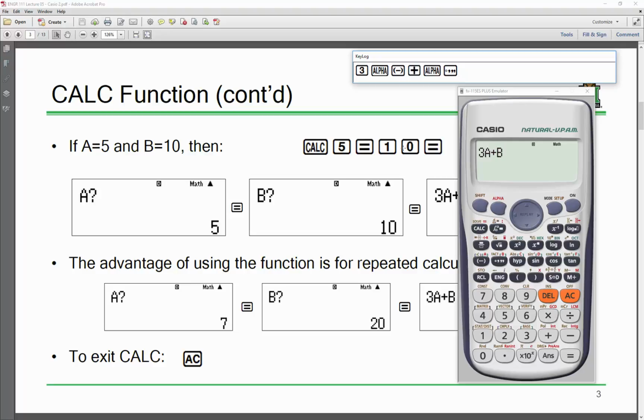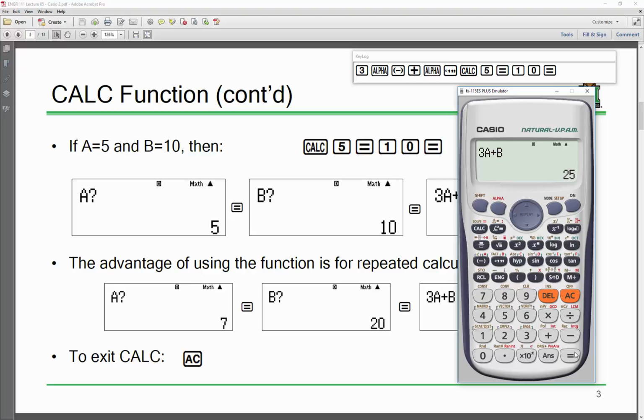We can do some mental math and say, if A is 5 and B is 10, 3 times 5 is 15, plus 10 is 25. So the answer should be 25. If I hit calc, it's asking me for a value of A, so I'll say 5 and hit equals, and then a value for B. I'll enter 10 and hit equals, and it then tells me that 3A plus B is 25, which makes sense.